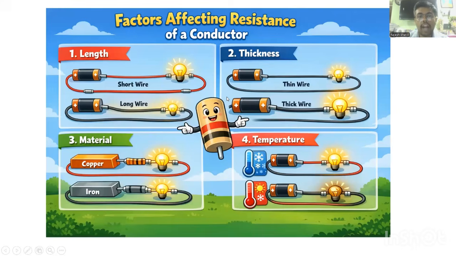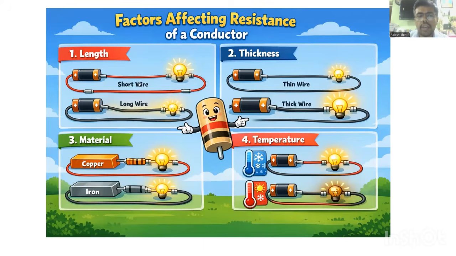Okay. So, factors affecting the resistance of a conductor. Most of you know this. Here you need to understand that they will make little changes. For example, you can see two diagrams here: a red wire and a black wire. The red wire has a little length.